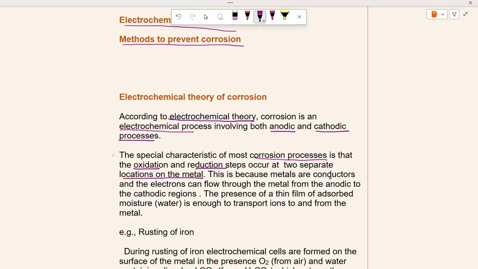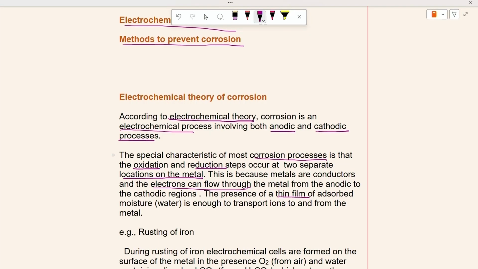and this is because metals are conductors and they can easily allow the flow of electrons through them. So, between the anodic and cathodic regions, the electrons pass through the metal itself, because metals conduct electrons. The presence of a thin film of adsorbed moisture is enough to transport the ions to and from the metal surface. So, a small amount of moisture itself will help to transport the ions. These are the conditions in which a metal gets corroded.